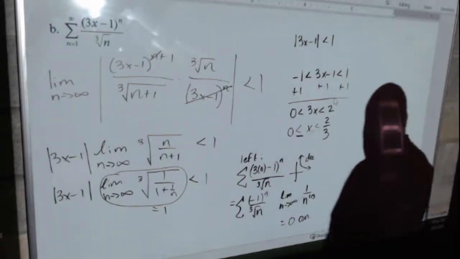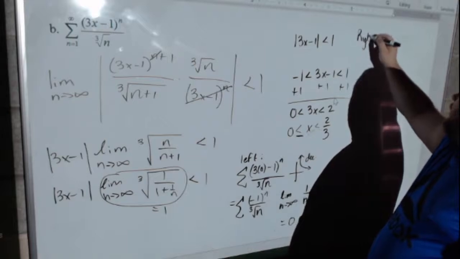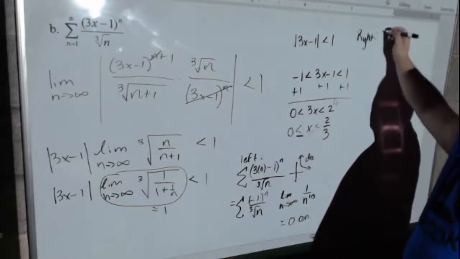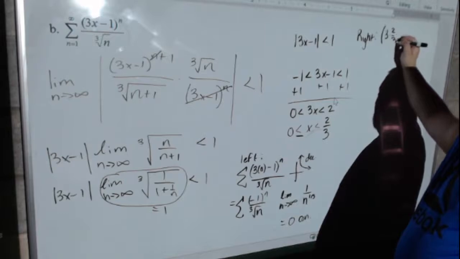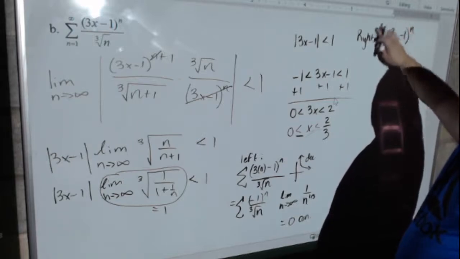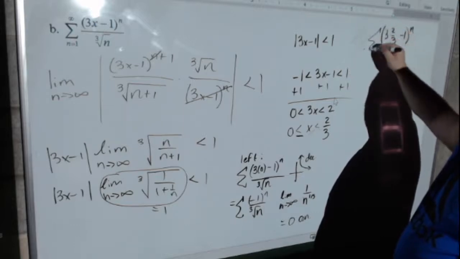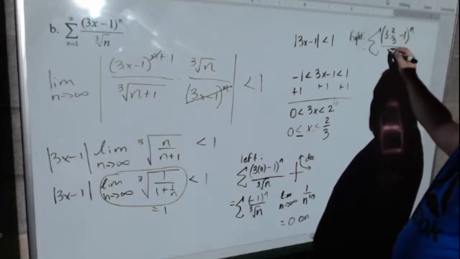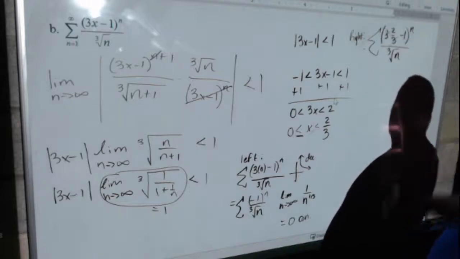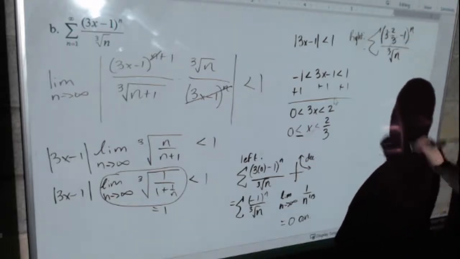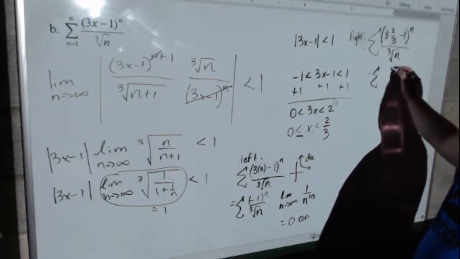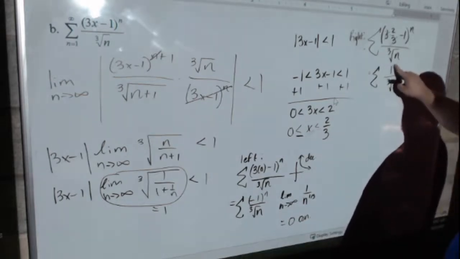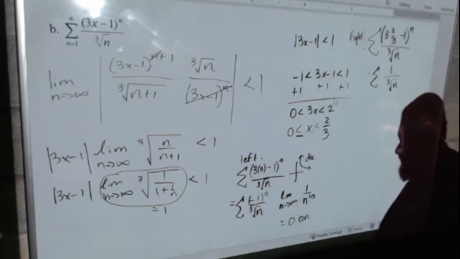All right, now I need to do the right endpoint. So I need to plug in 2/3 into the original. If I do that, I get 2 minus 1 to the n. Well, that's just 1. And 1 to the n I can just write as 1. So what kind of series is that?